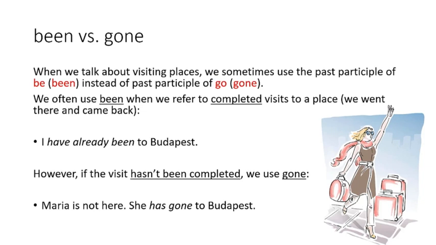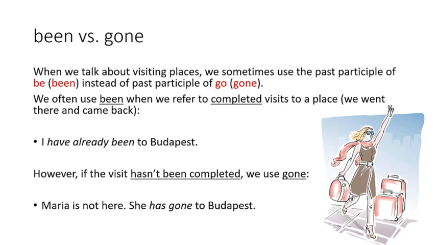The visit has finished. I have already been to Budapest. So I went there and I came back. The visit has finished. It's done. However, if the visit hasn't been completed, so it means we are still there, we use gone. Maria is not here. She has gone to Budapest. So she didn't come back home.